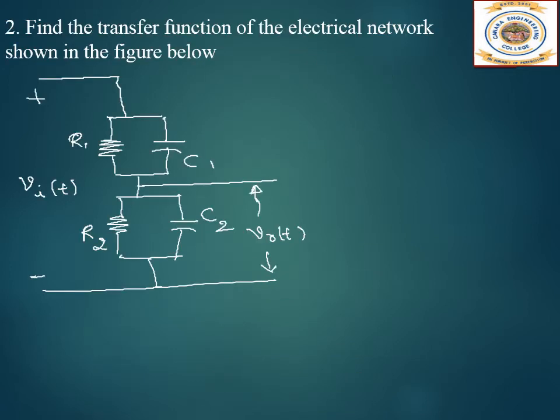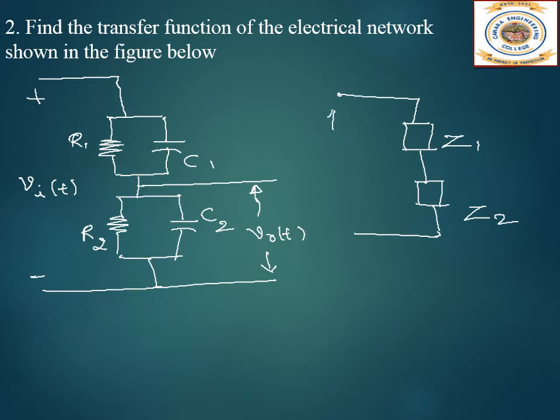Let us consider one more example and find the transfer function for the given electrical circuit. So what we will do over here is, R1 and C1 are connected in parallel, and R2 and C2 are connected in parallel. I will write this as Z1 and this as Z2. Now let us find Z1 and Z2. Here this is Vi of S and the output is across Z2, so this is V naught of S.